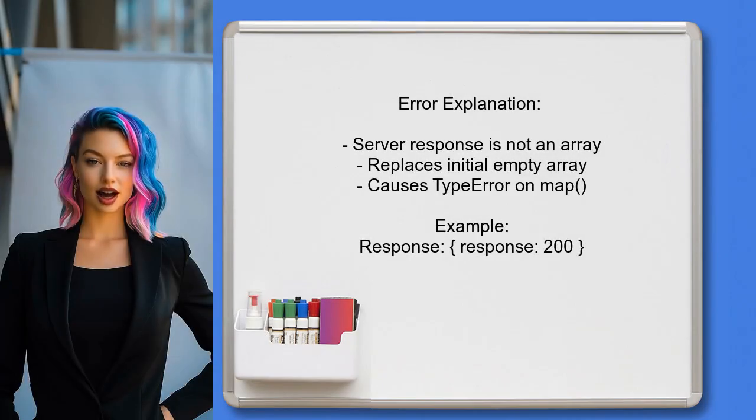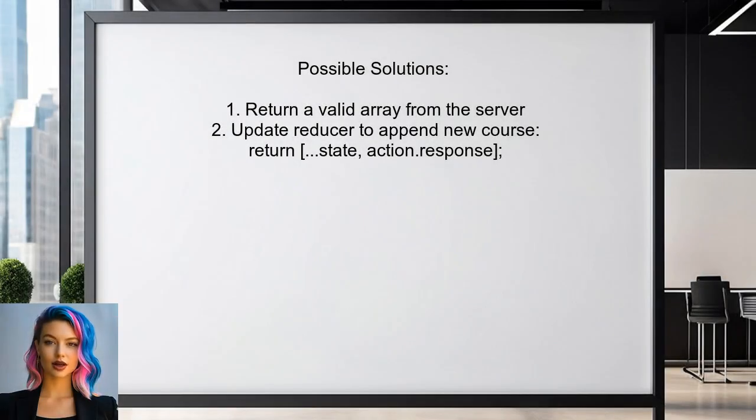This user suggests that the error occurs because the response from the server is not an array. When you create a course, the server returns an object instead of an array, which replaces the initial empty array in the state. This leads to the type error when trying to map over it. To fix this, the user recommends either returning a valid array from the server or updating the reducer to append the new course to the existing array. This way, the state remains an array and the map function can work correctly.